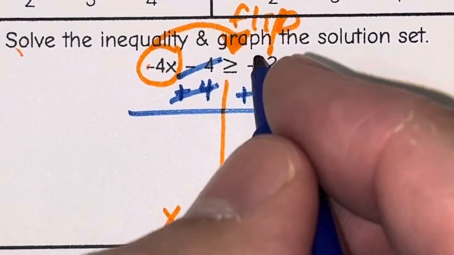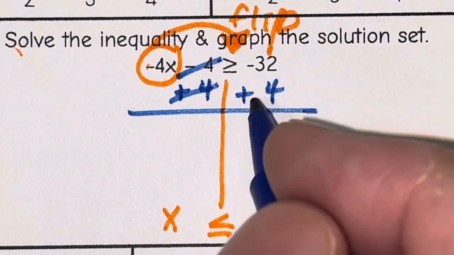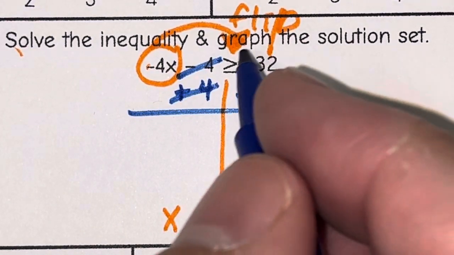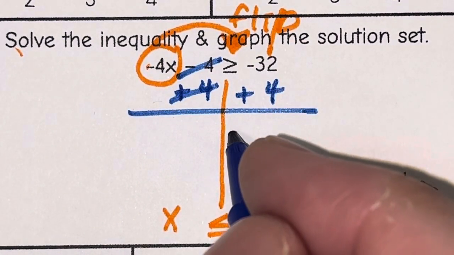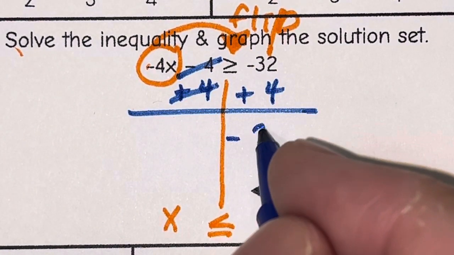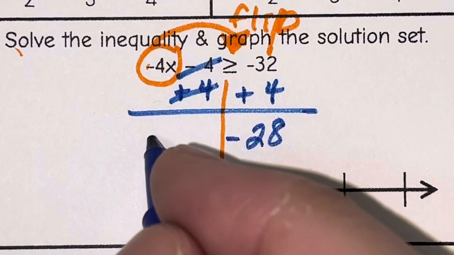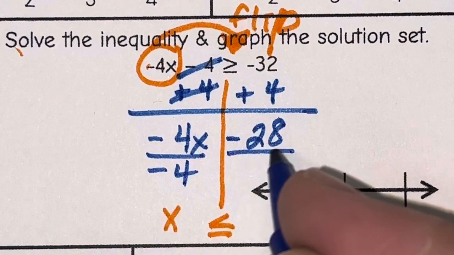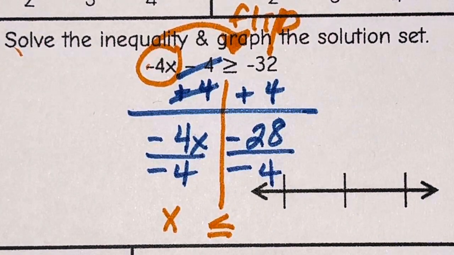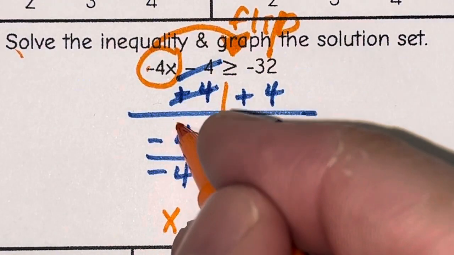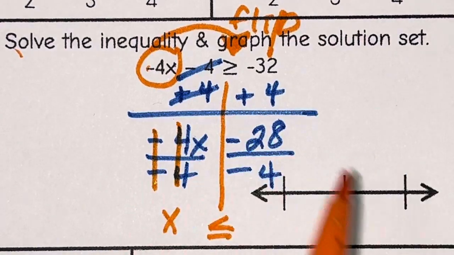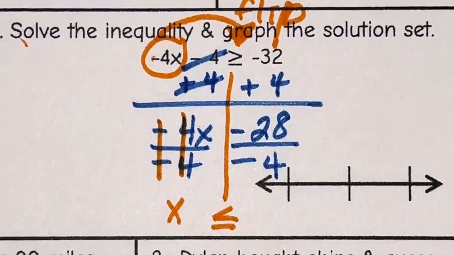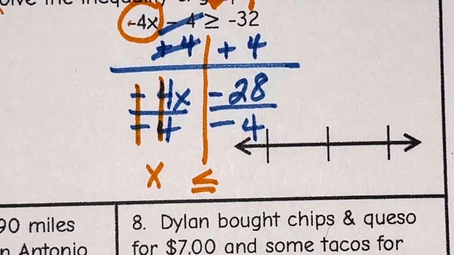And if these are different signs, we're going to subtract these two numbers. They're canceling, so negative 32 plus 4 is going to be negative 28. And we're going to divide both sides by negative 4. 4 divided by 4 is 1. So we're going to finish that up and then go ahead and graph it. We can check that within the class.